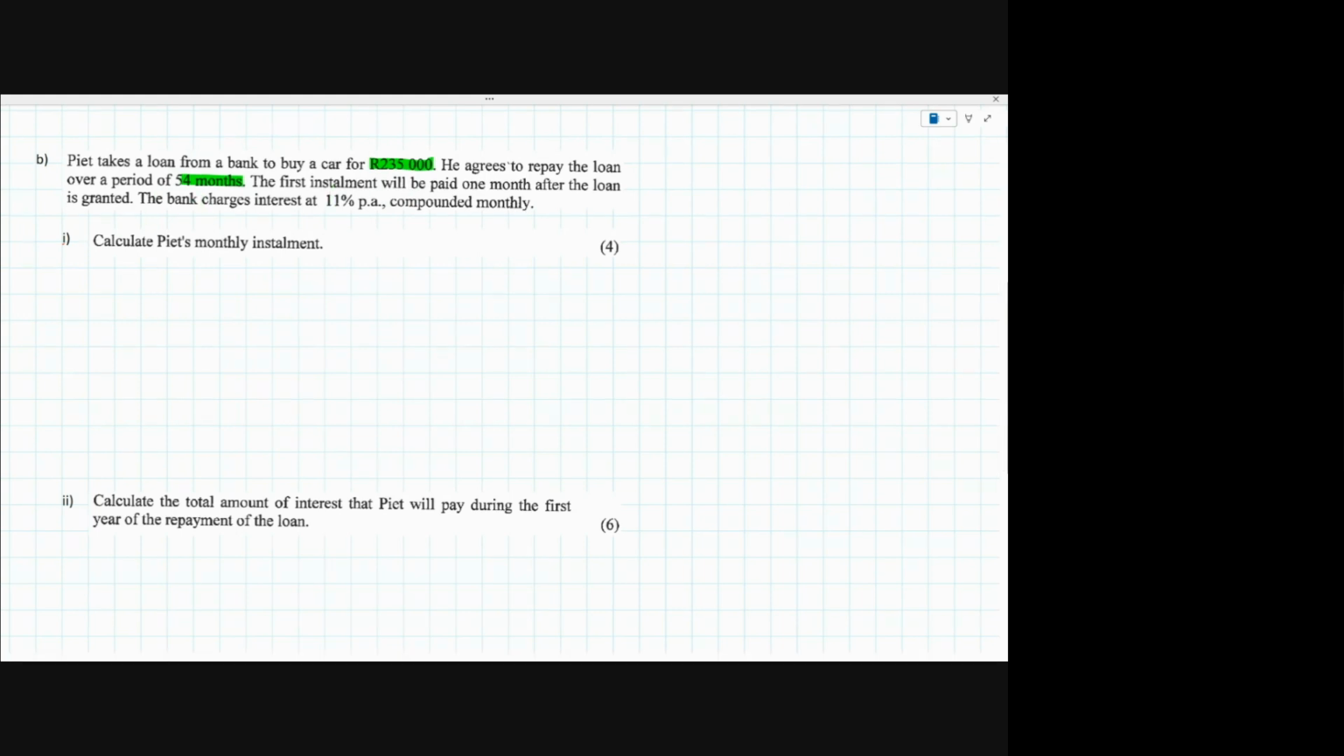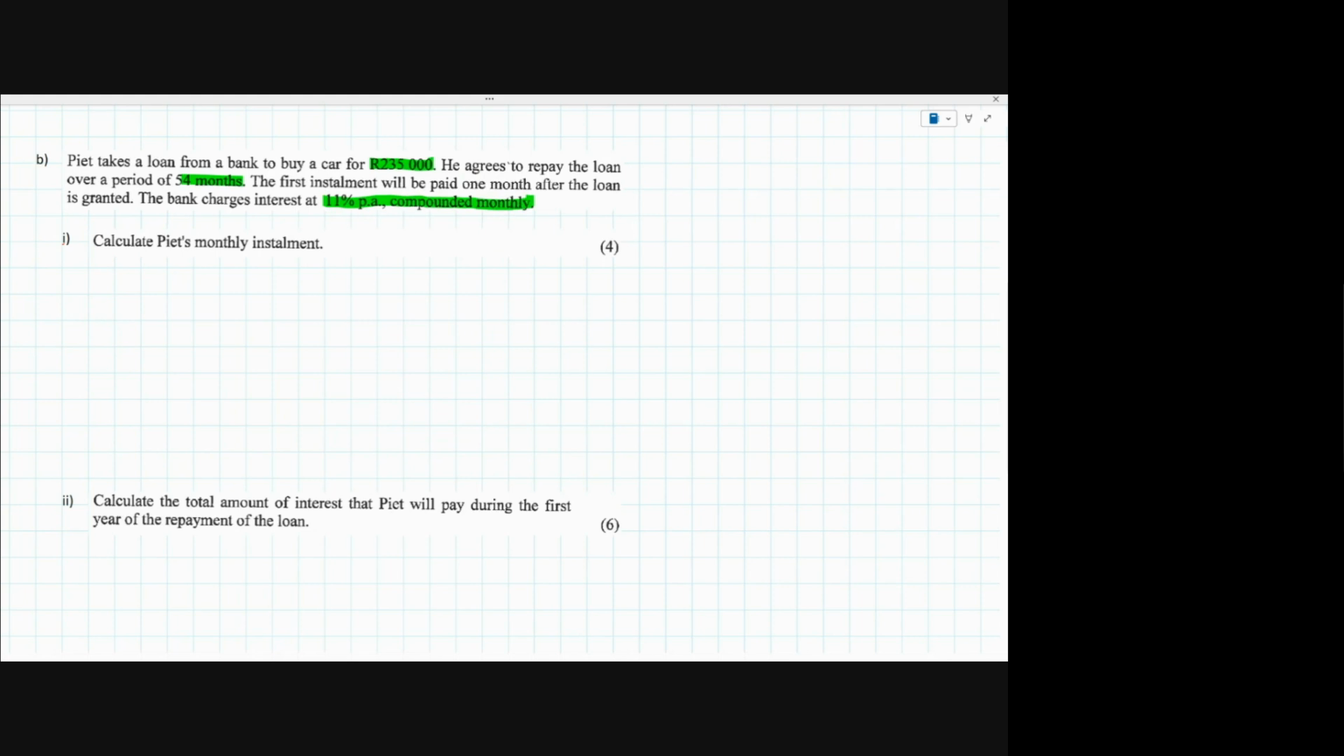There's no delayed repayments like we had on Monday where we have to add interest. There's none of that. It's normal. And the interest is charged at 11% per annum compounded monthly. They really enjoy using compounding monthly. Like every single question we've done, yesterday, Monday and today has been compounded monthly. They've yet to use a different compounding period.